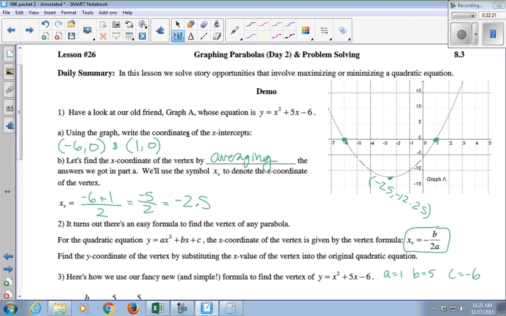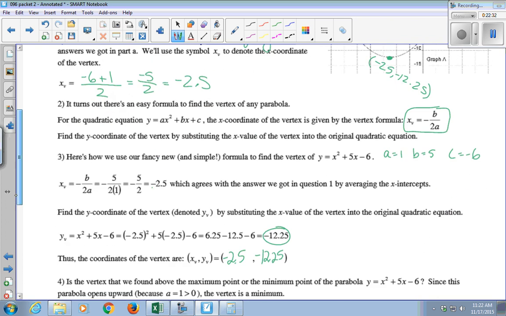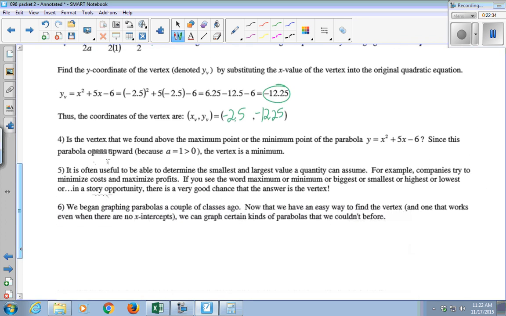Okay. Is that point on the graph a maximum point or a minimum point for that graph? Minimum. It is the lowest point on that graph, so it's a minimum. Because the parabola opens up. Yes, because the a value is positive. Good. So this parabola opens upward because a is 1, which is positive. So that means the vertex is a minimum.